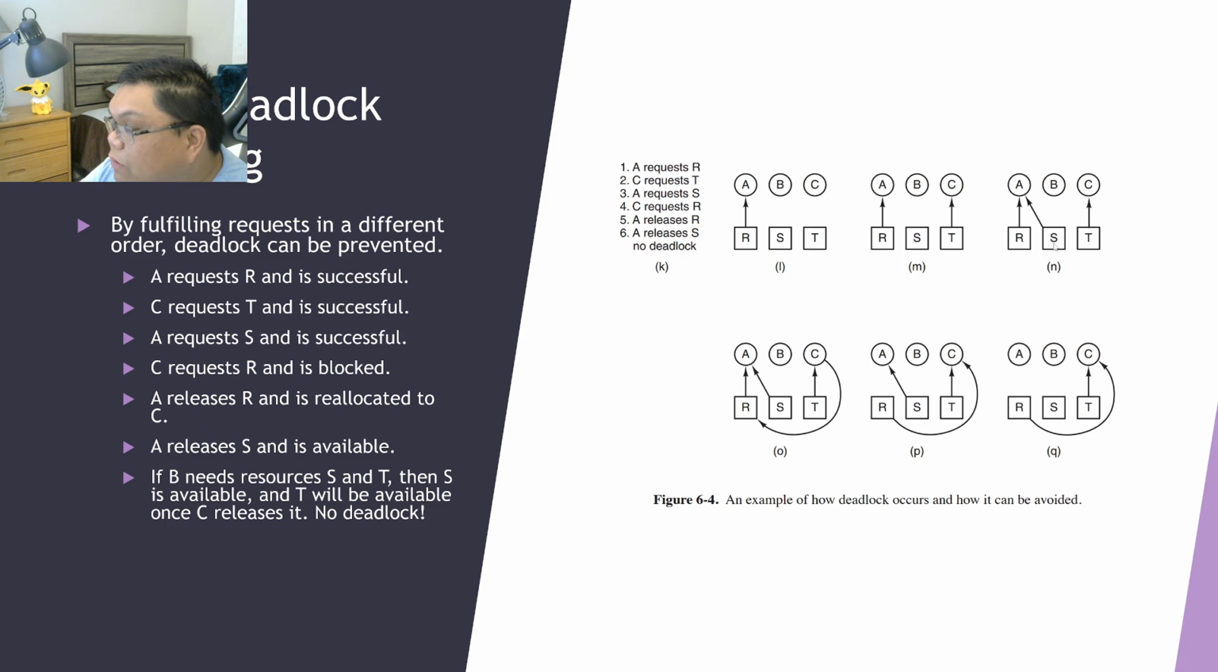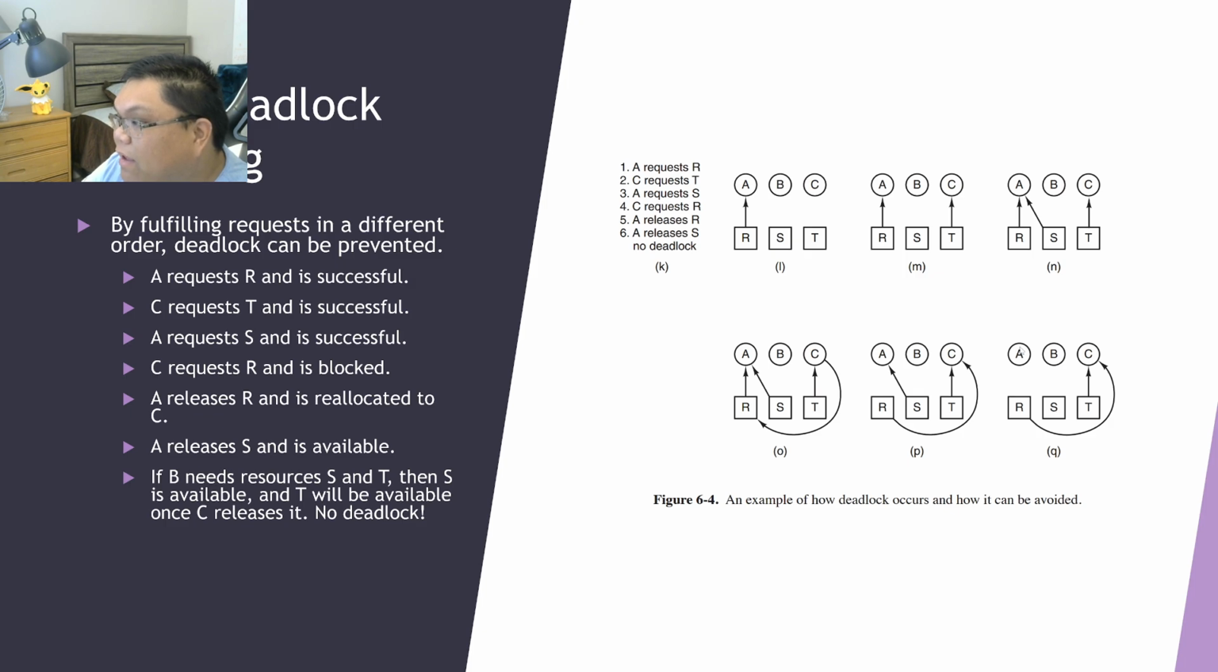A requests S and it's successful. C requests R, but it's not successful because R is currently allocated to A. At some point, A is going to be done with resource R, and then resource R can be successfully allocated to process C.